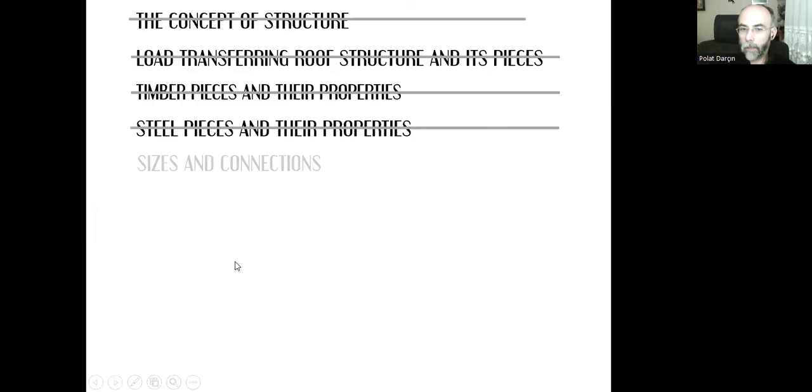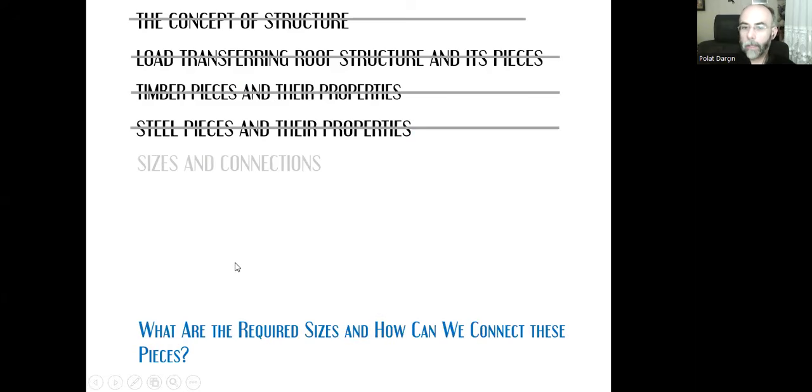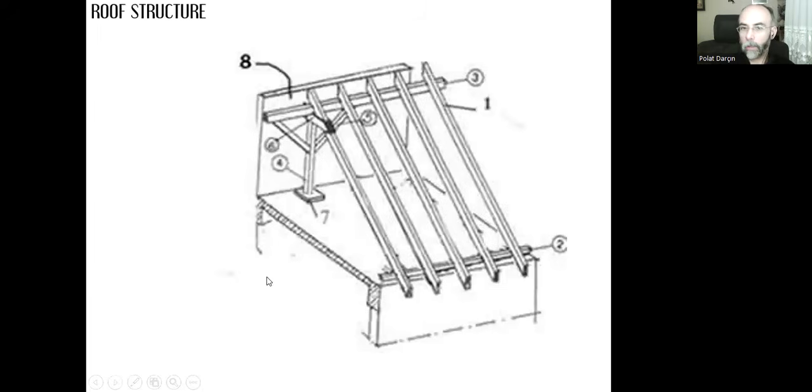We covered this topic too. Let's take a look at the sizes and connections. What are the required sizes and how can we connect these different pieces to each other? In this perspective, we don't see the inclined surface because it's been elevated, let's say, so that we can see the roof structure and all its pieces.